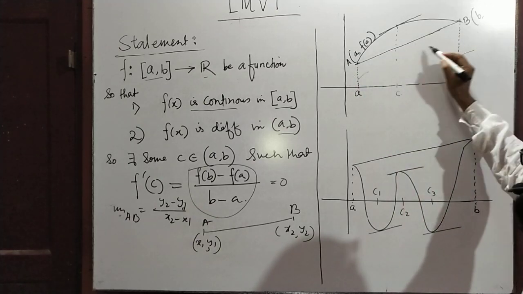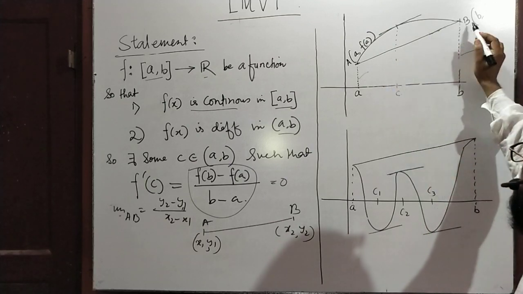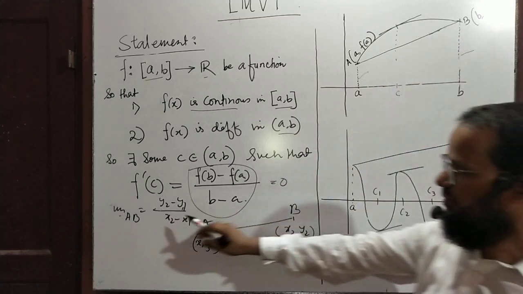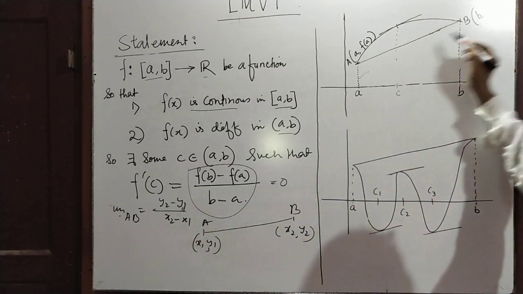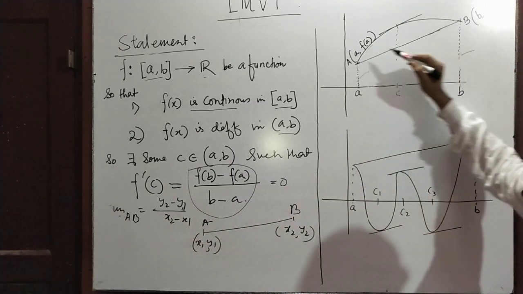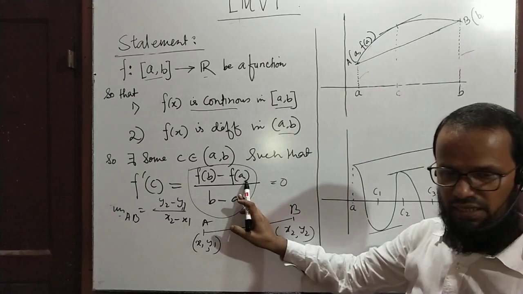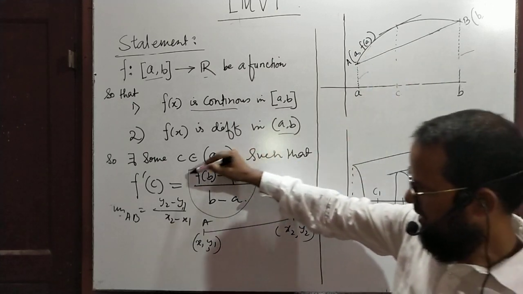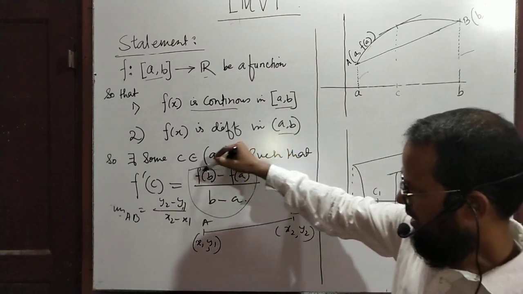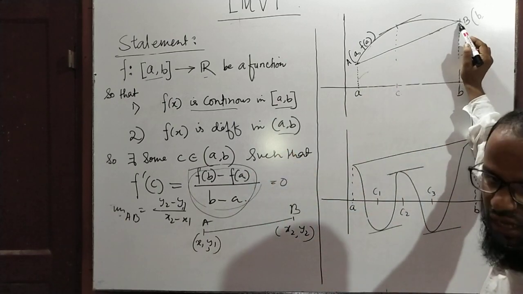This secant or chord is joining the two points A and B. So what is the slope of this chord AB? By using this formula, y2 means this coordinate, and y1 means this one. That means y2 minus y1, so you are getting f(b) minus f(a) divided by x2 minus x1, meaning b minus a. This particular term represents the slope of the chord.